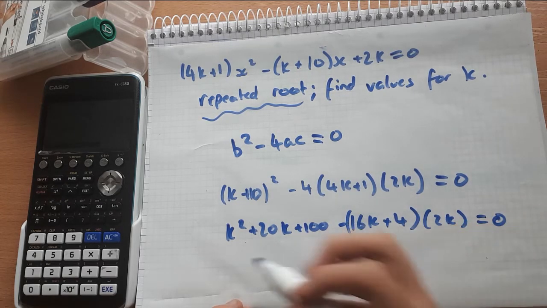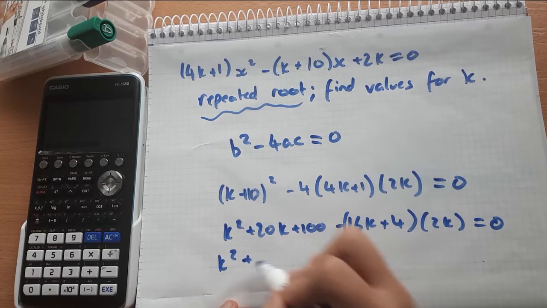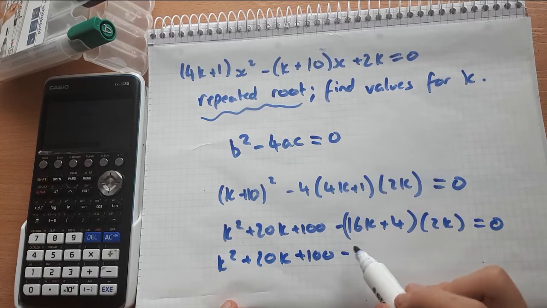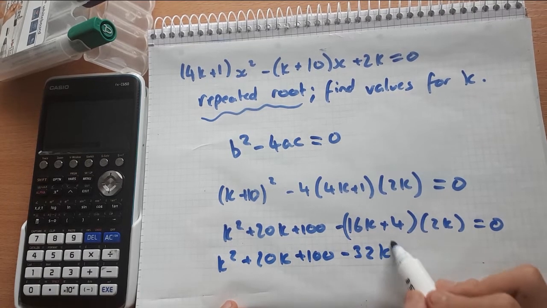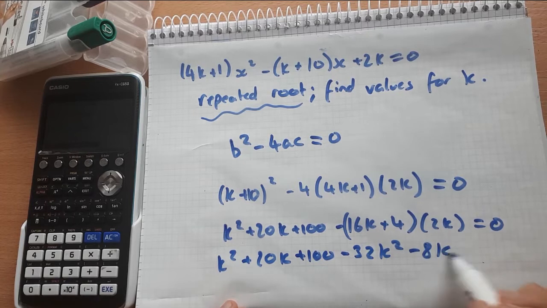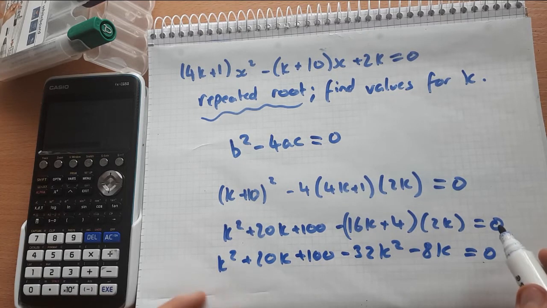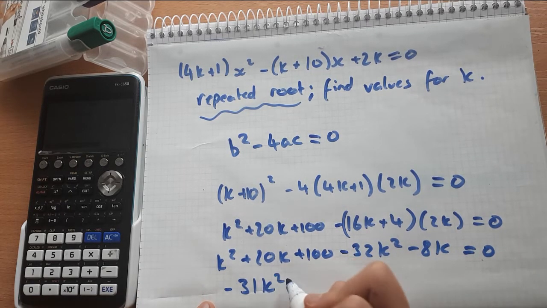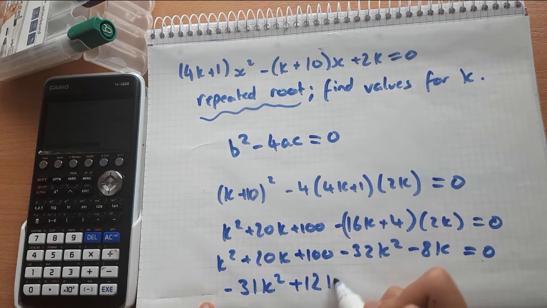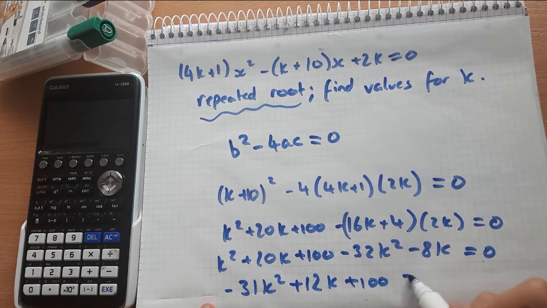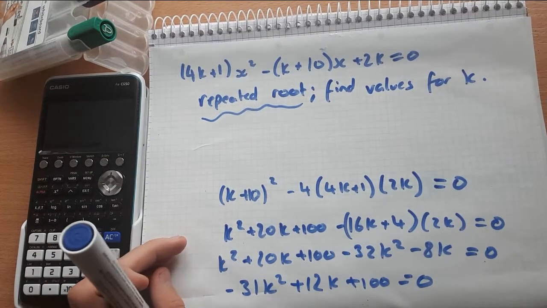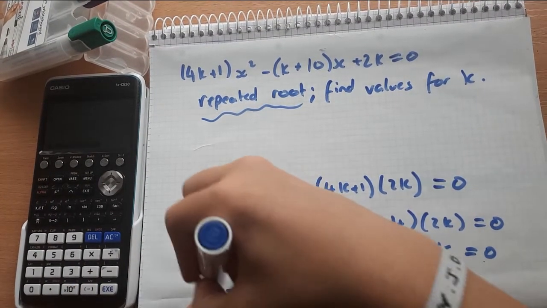Sorry, I changed the sign because I took the minus outside. k squared plus 20k plus 100 minus 32k squared minus 8k equals 0. Now we collect our like terms: minus 31k squared plus 12k plus 100 equals 0. Now, if any of you watch my live stream, you'll know that I am awful at factorizing, so I'm going to rub this out. We have obviously run out of room on this page, so I'll go up to here.